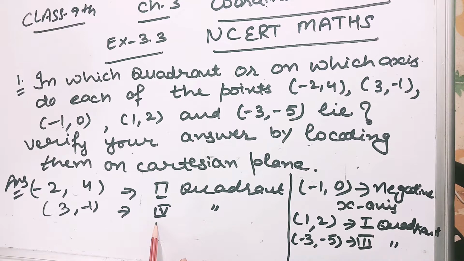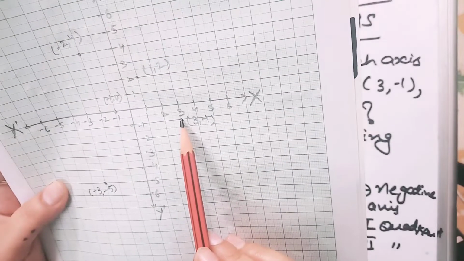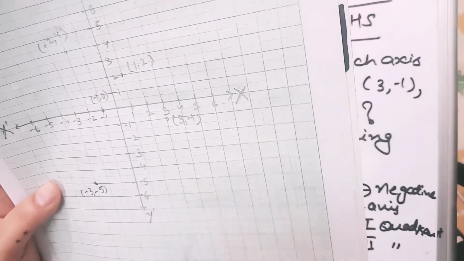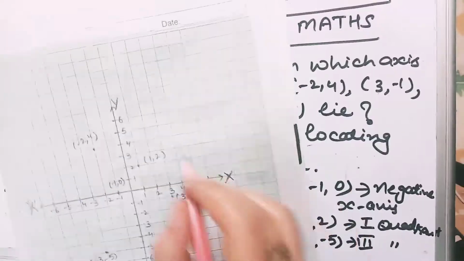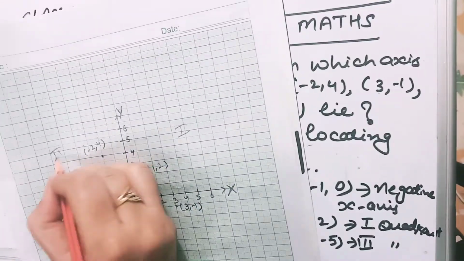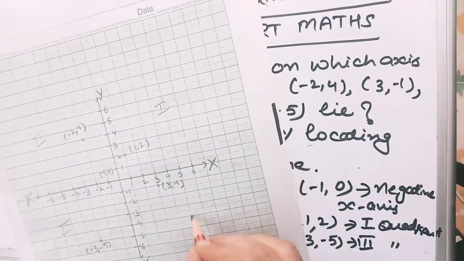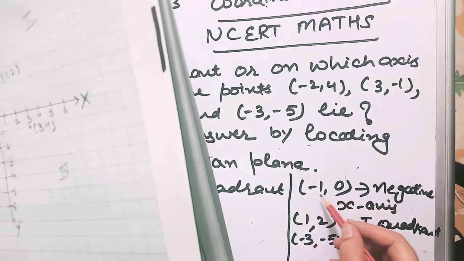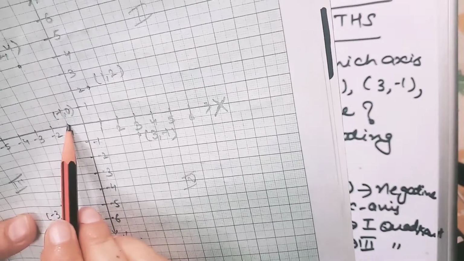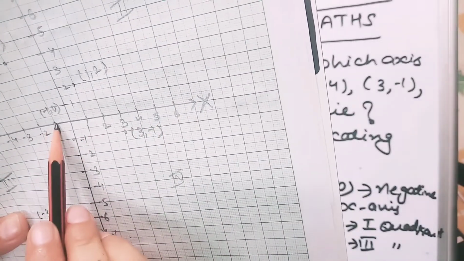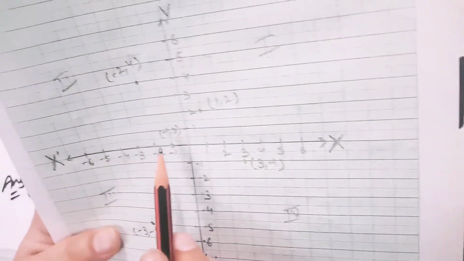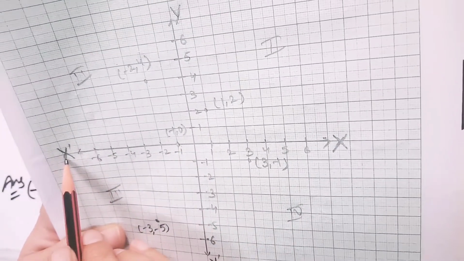3, -1. So you can check here, x is 3 and y is -1, and this quadrant is the fourth quadrant. So you can write here first, second, third, fourth quadrants. Okay, now the next point is -1, 0. So -1, 0 lies on the x-axis, on the negative side of the x-axis.